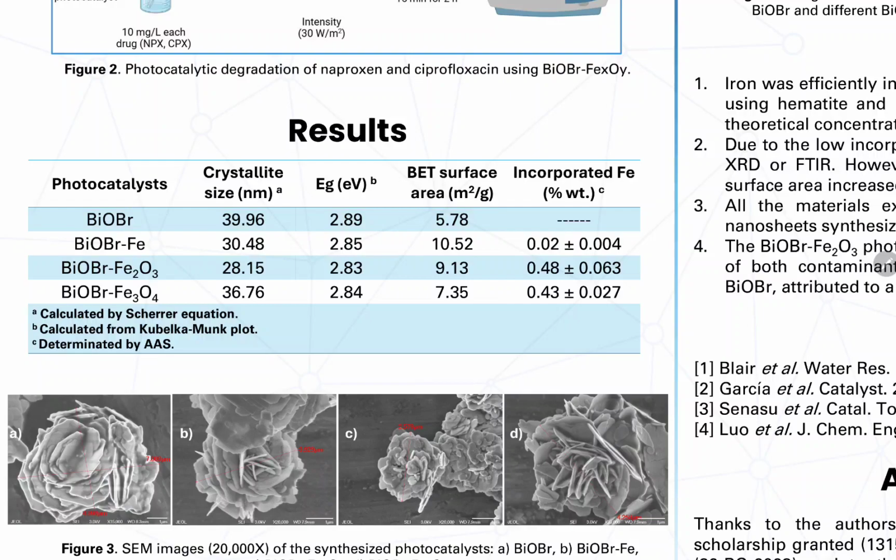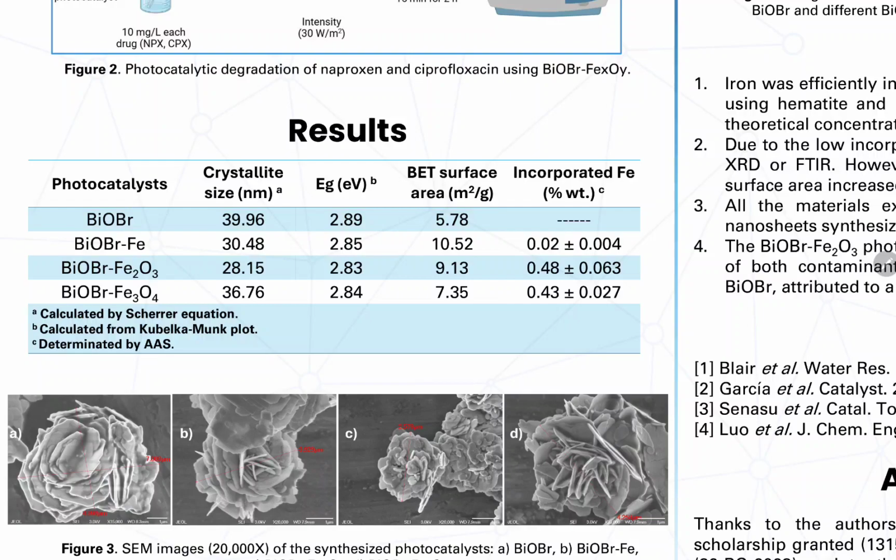Nitrogen physisorption analysis was also carried out for the synthesized materials. The surface area was calculated by the BET method. The three iron materials have a higher surface area than the base material, which has a relationship with the size of the calculated crystallite. The smaller the crystallite, the larger the surface area.